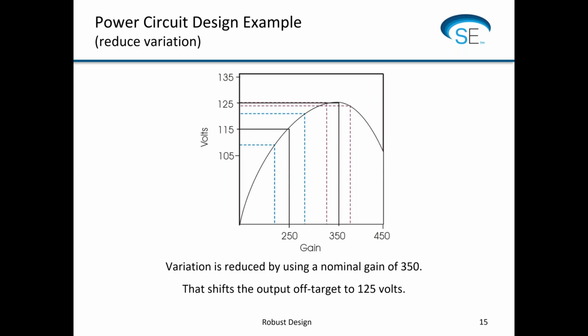So maybe we start out with a certain model represented by the first black line, where the gain is set at 250, which generates our 115 volts. And you can see that the variation in the gain generates variation in the output. Now, what happens if we increase that gain from 250 to 350? Well, we move to where the curve is the flattest, so that greatly reduces the variation in the voltage. But now our voltage is off target. We're getting a very constant voltage, but it's a voltage of 225 instead of 115.